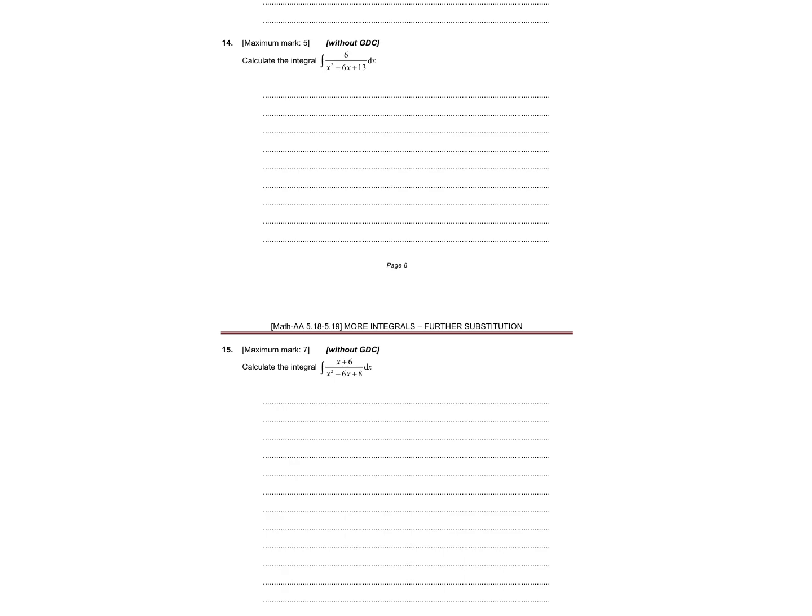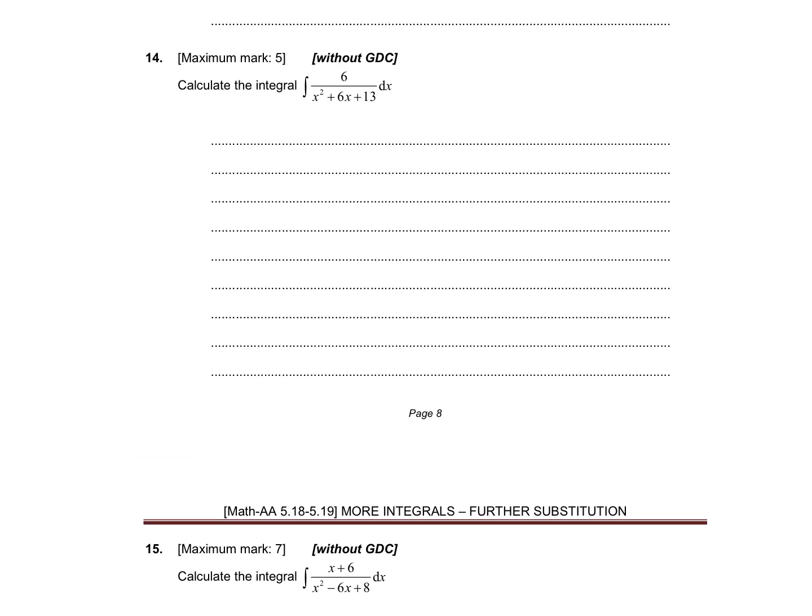Okay, so for this one, we cannot factor that. 13 is a prime number, so we have to complete the square. So 6 on the outside, 1 over, group the x squared plus 6x plus 13, half of the middle term, 6 squared, which is 9.